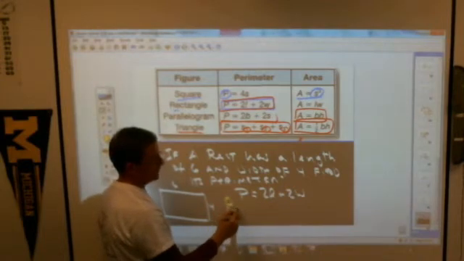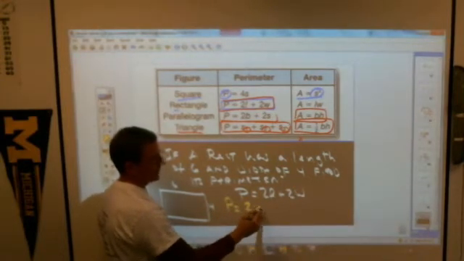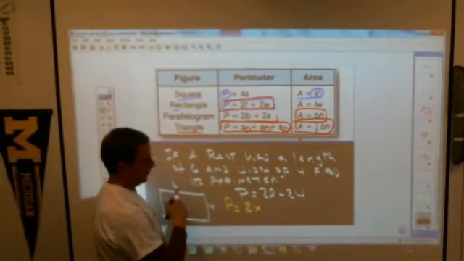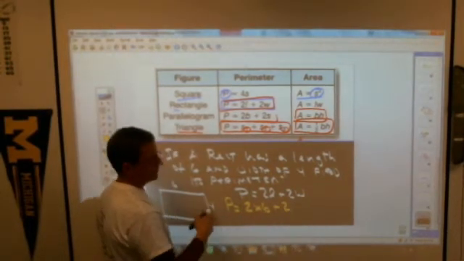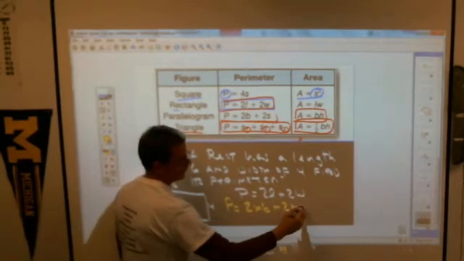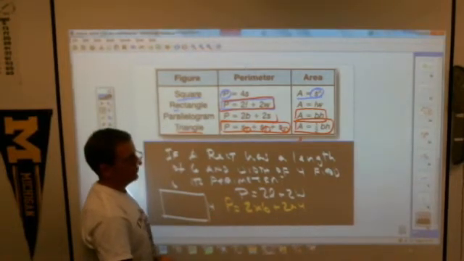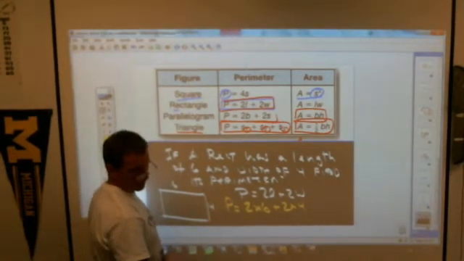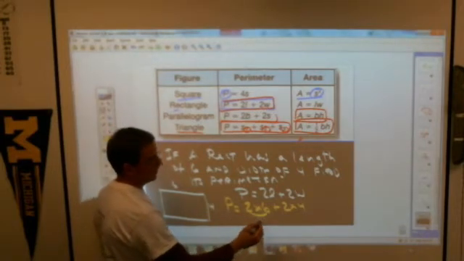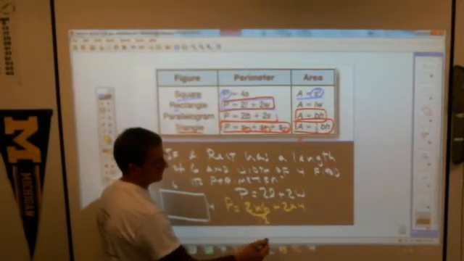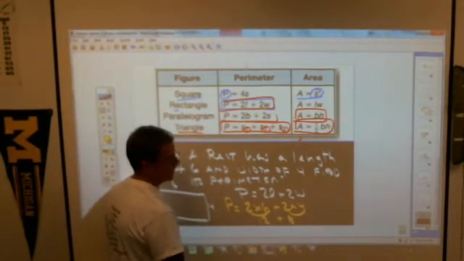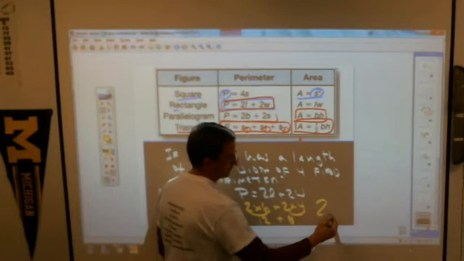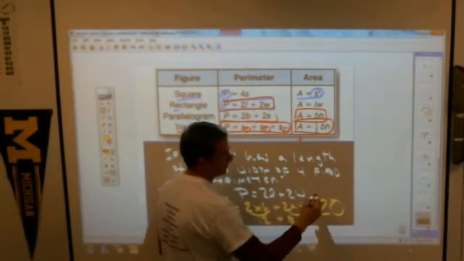So the perimeter is going to equal 2 times, what's my length? 6 plus 2 times 4. And then we've done order of operations. Have we done order of operations? Yeah. What is 2 times 6? You have to do this, 12. What is 2 times 4? 8. And 12 plus 8 is 20. 20, and that would be your perimeter.